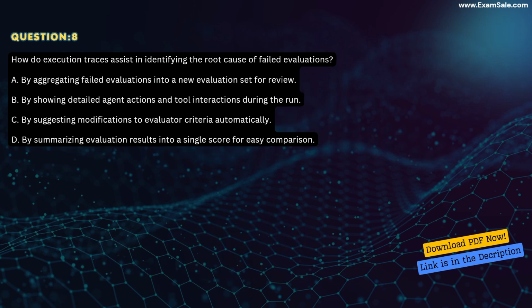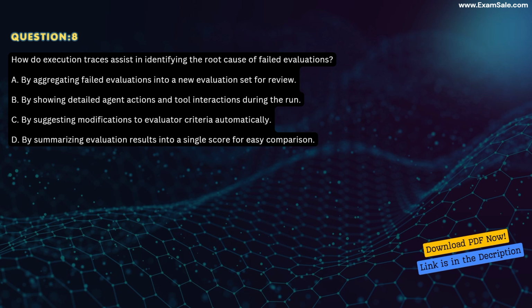Question 8. How do execution traces assist in identifying the root cause of failed evaluations? A. By aggregating failed evaluations into a new evaluation set for review. B. By showing detailed agent actions and tool interactions during the run. C. By suggesting modifications to evaluator criteria automatically. D. By summarizing evaluation results into a single score for easy comparison.